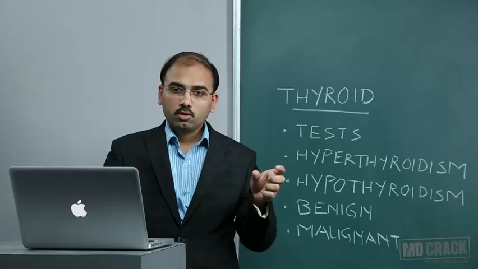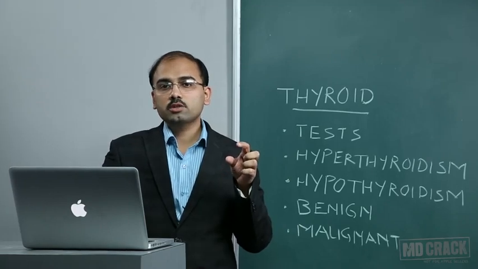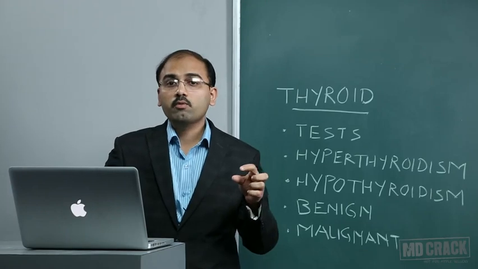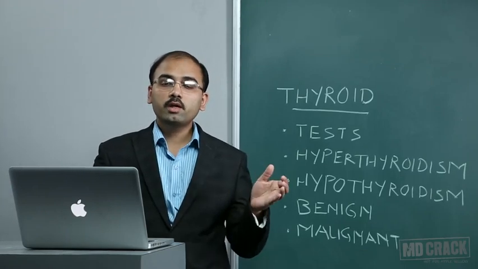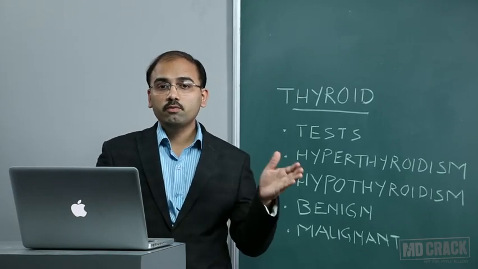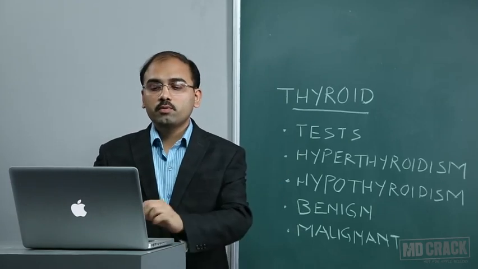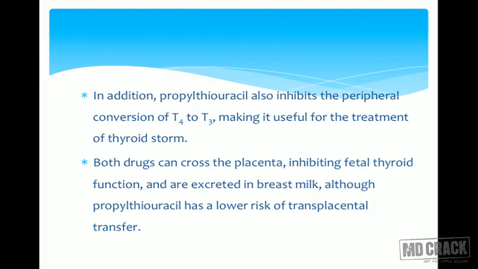thyroid storm. So on this single line, you can be asked which of the following is the drug of choice for thyroid storm, or which of the following drugs will prevent peripheral conversion of T4 to T3. So this is very important from the MCQ point of view. But both drugs cross the placenta, inhibiting fetal thyroid function, and are excreted in breast milk. Although propylthiouracil has a lower risk of transplacental transfer.